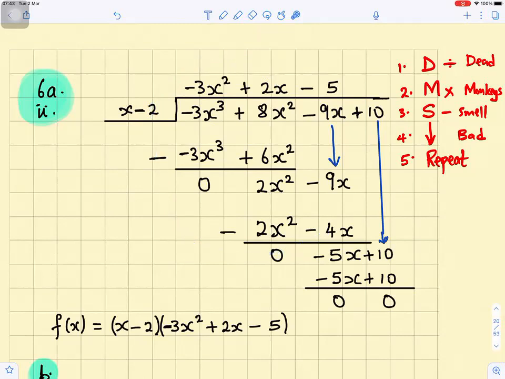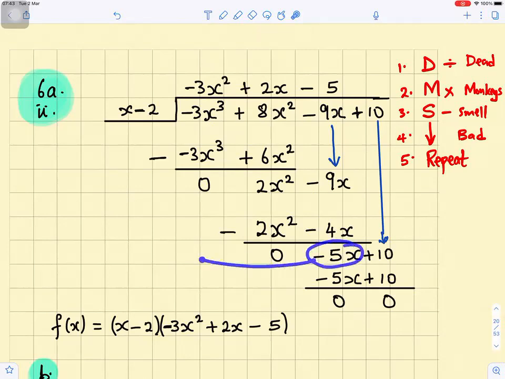And the next thing is you subtract. 2x squared minus 2x squared is 0. Minus 9x minus 4x. Minus and minus becomes a plus. It becomes minus 9x plus 4x, minus 5x. Number 4, you bring down the 10. Number 5, repeat. You start again.